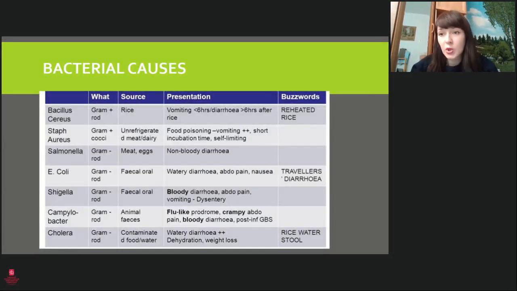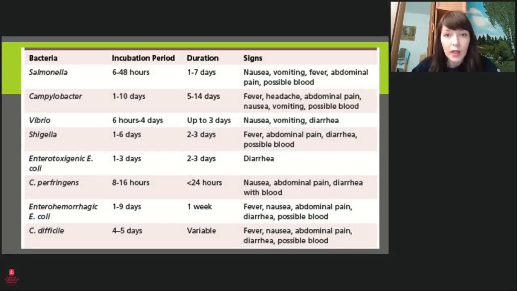In this picture, I show the characteristics of bacterial causes such as Staphylococcus aureus, Salmonella, Escherichia coli, Shigella, Campylobacter, and Vibrio cholerae. This presents the main characteristics of pathogenic Salmonella, Campylobacter, Vibrio, Shigella, enterotoxigenic Escherichia coli, Clostridium perfringens, and others: the incubation period, duration of disease, and main signs of the disease.